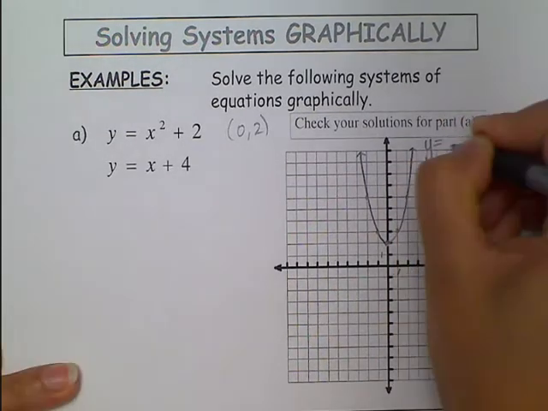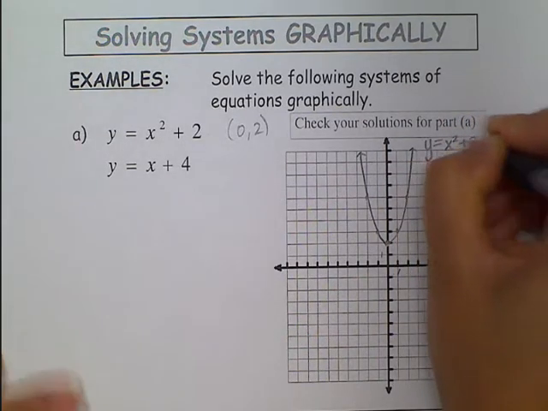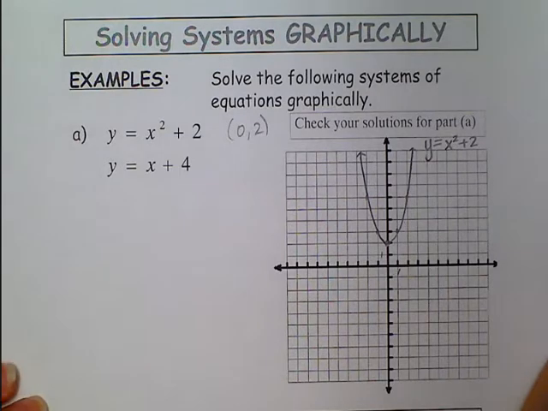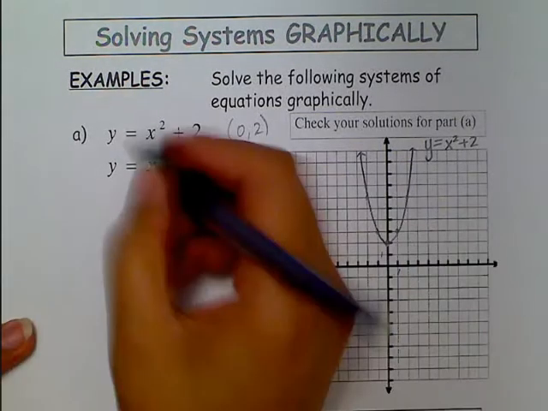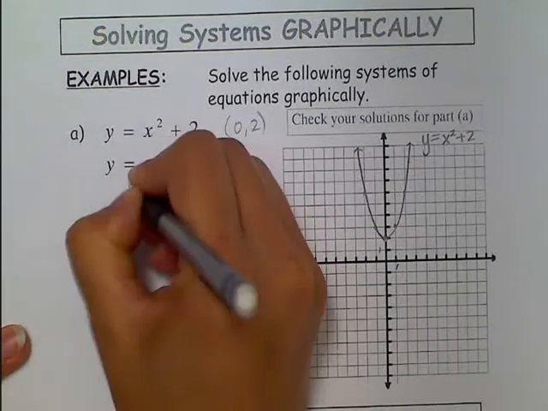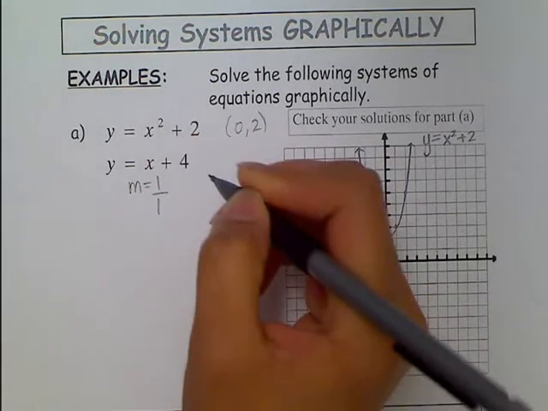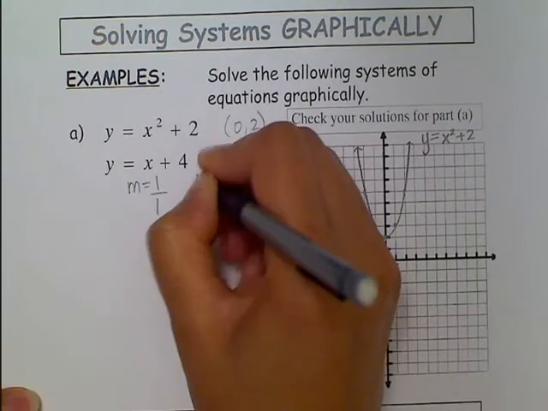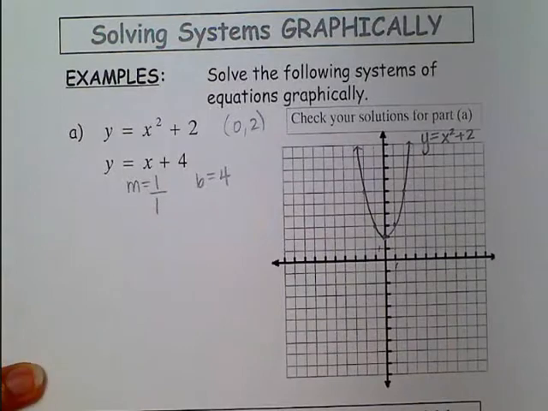And don't forget to extend your graph since you are looking for a point of intersection, and also label your graph as well. So there's my first function. The second one is the equation of a line. The slope here is 1 over 1. And the y-intercept is equal to 4.